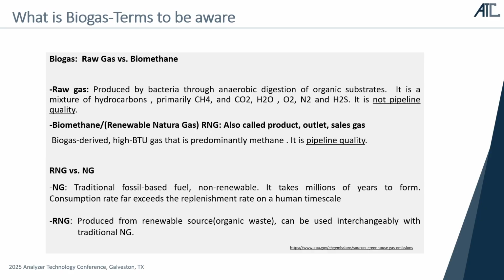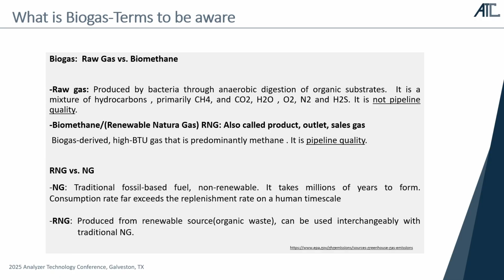The biomethane is a product from the biogas, the raw gas, after it's been cleaned and upgraded. In North America, it's commonly called renewable natural gas, or RNG. So these two words are going to be used interchangeably in this paper. The biomethane is also called the biogas product, outlet, or sales gas. But when we talk about biogas, we have to think: are we talking about the raw gas or the product?